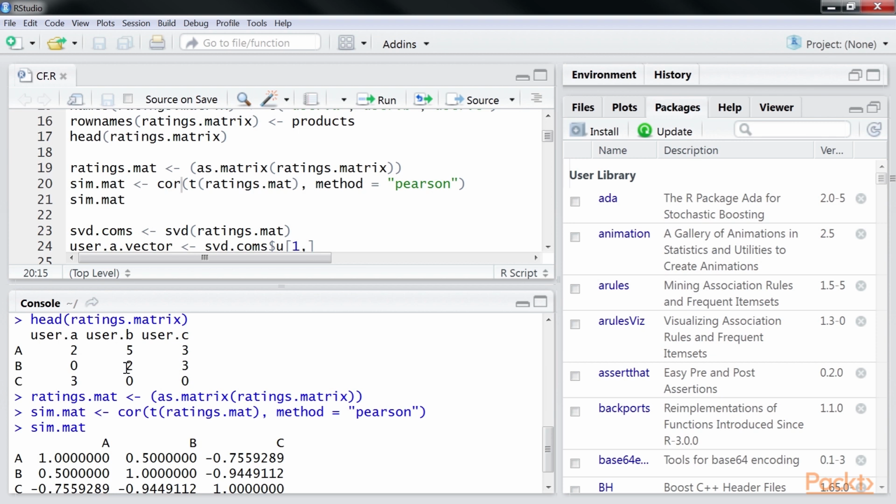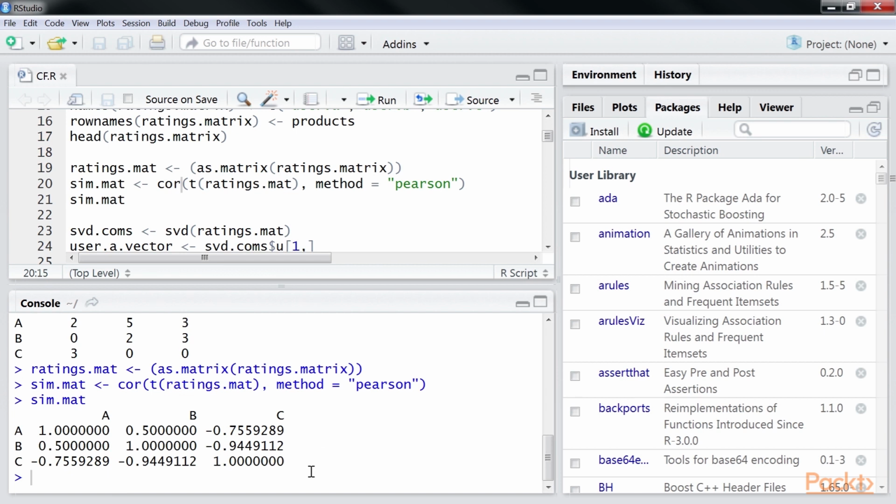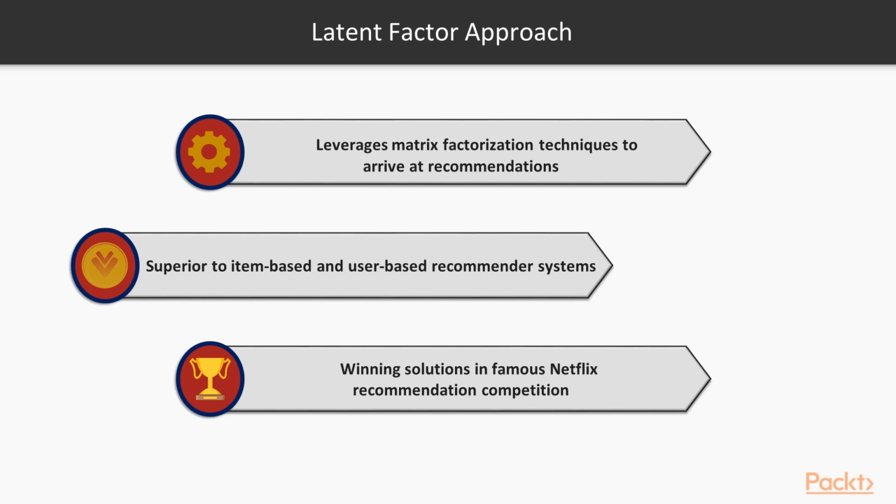Now, the score for B for user A is calculated as 2 into 0.5 plus 3 into negative 0.945, divided by 0.5 plus negative 0.945. The predicted rating for product B for user A is calculated using similarity measures between B and A, and B and C, weighted by the respective ratings given by user A for A and C, and scaling this weighted sum with the sum of similarity measures. The similarity matrix of products is pre-computed, and therefore it does not have the overhead of loading the whole user ratings matrix into memory. The last approach is the latent factor approach.